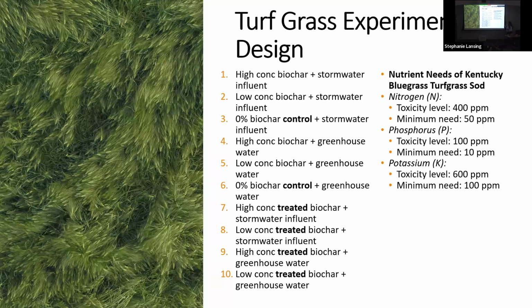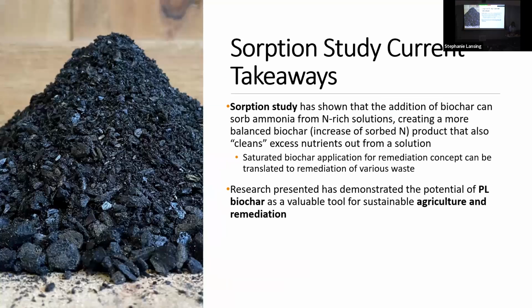And the high and low concentrations are just to reference the minimum needs and toxicity levels for nitrogen for this Kentucky bluegrass. We want to make sure we stay within those limits and test those limits, how that grass interacts. So the overall takeaway so far from this absorption study is that biochar can effectively absorb ammonia from nitrogen-rich solutions, further creating that balanced NPK ratio, as well as taking those excess nutrients out of solution. So it cleans the water or material that is put in it.